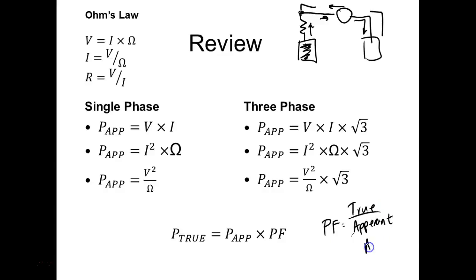I'm going to spell apparent wrong. Apparent. This gives us a fraction. If you had a power factor of 1, it means you have no reactive power. If you have a power factor of less than 1, that means you're paying for more work than you're getting. And that's when we start getting apparent power.